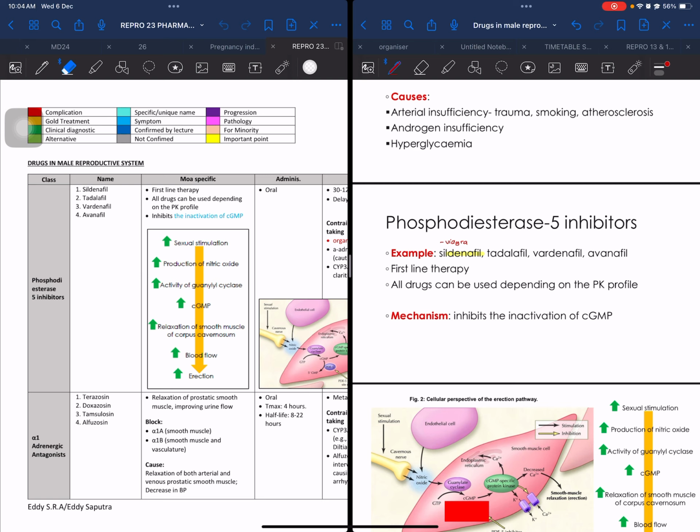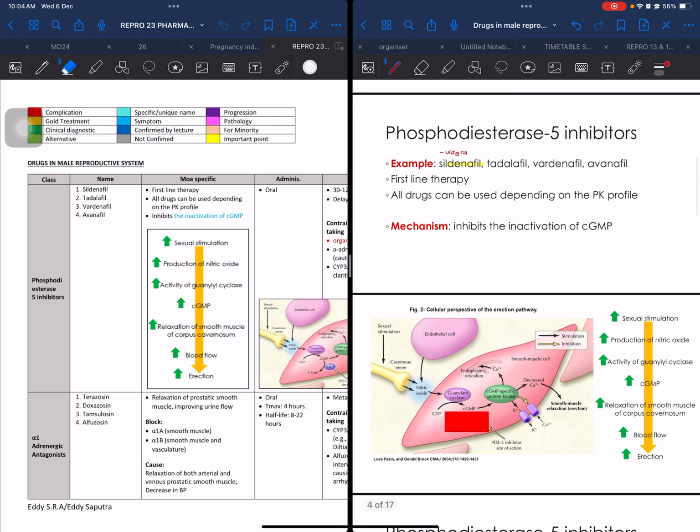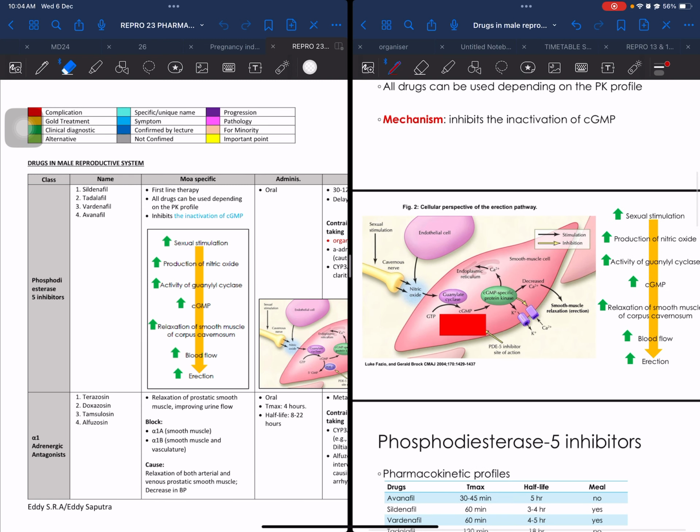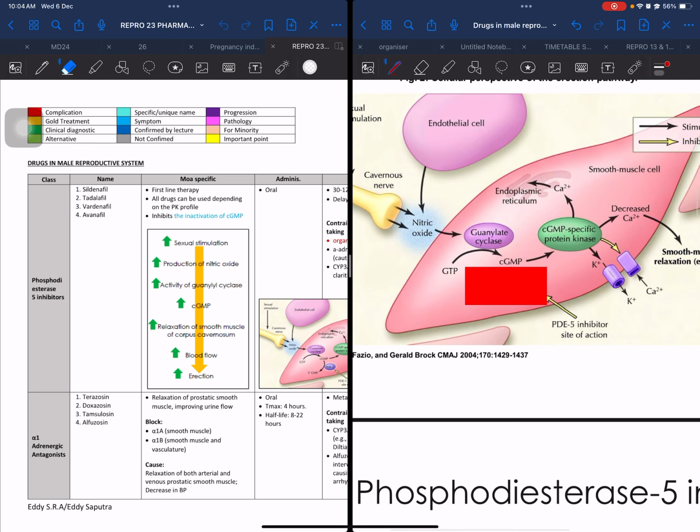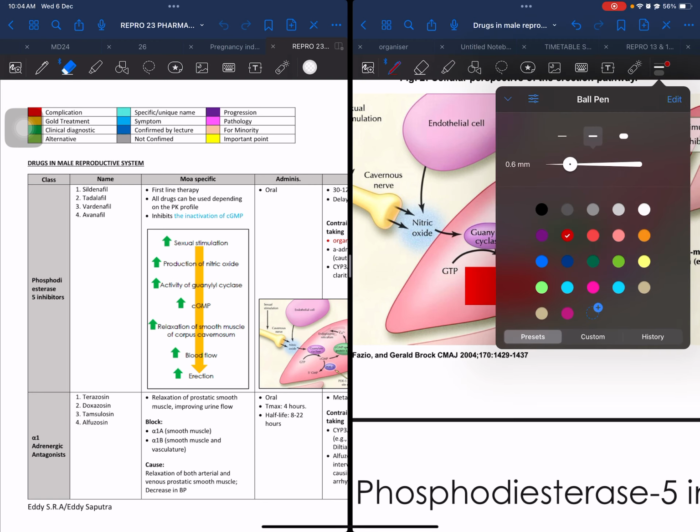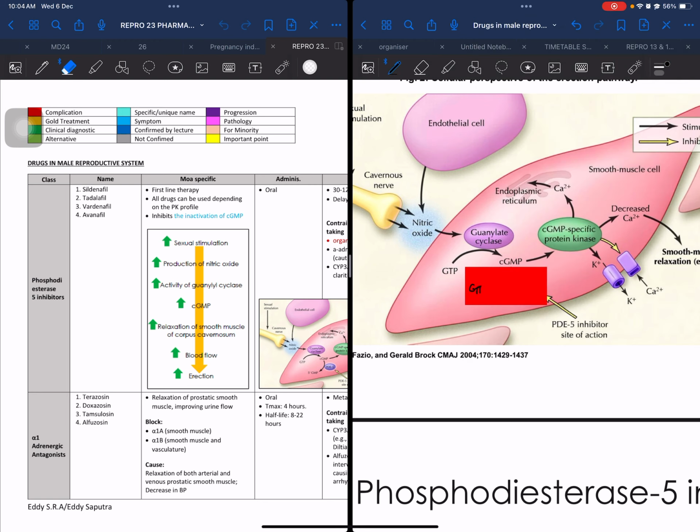Alright. So the first important thing is release of nitric oxide. So nitric oxide activates guanylate cyclase. Guanylate cyclase will convert GTP to cGMP. So your most important thing over here is cGMP. Why? cGMP reduces the calcium in the smooth muscle. So when you reduce calcium, it causes muscle relaxation, vasodilation, so increased blood flow.